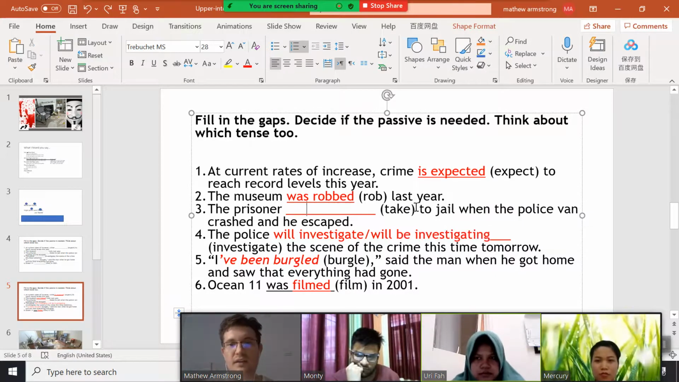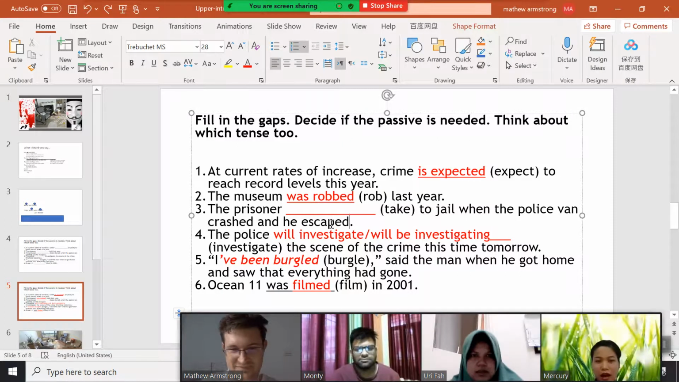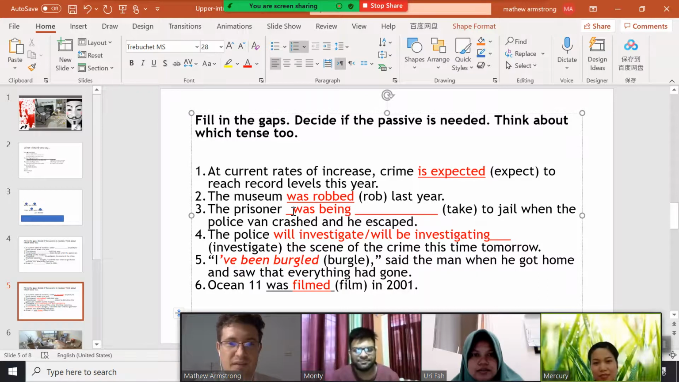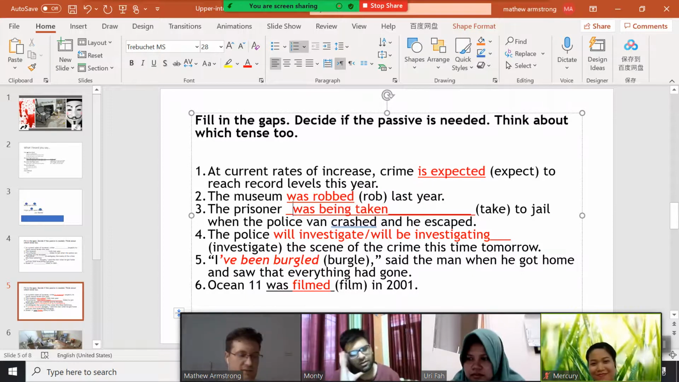Okay. And this one, 3? Was taken. Was taken. What tense is this? Past simple. Okay. Has been taken. Had been taken. So we need a continuous, right? Yes. Had been taken. Okay, that's past perfect continuous. No, that's past, yeah, was. Yeah. Was being taken. Good job, Mercury. See that, past continuous? Yeah. Okay. Great. Fantastic.